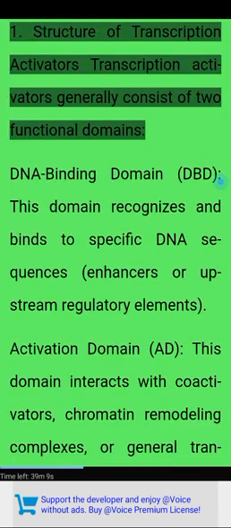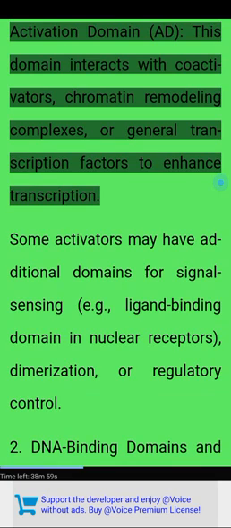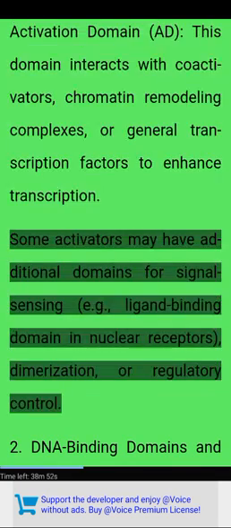1. Structure of transcription activators. Transcription activators generally consist of two functional domains. DNA binding domain (DBD): this domain recognizes and binds to specific DNA sequences, enhancers or upstream regulatory elements. Activation domain (AD): this domain interacts with coactivators, chromatin remodeling complexes, or general transcription factors to enhance transcription. Some activators may have additional domains for signal sensing, e.g., ligand binding domain in nuclear receptors, dimerization, or regulatory control.